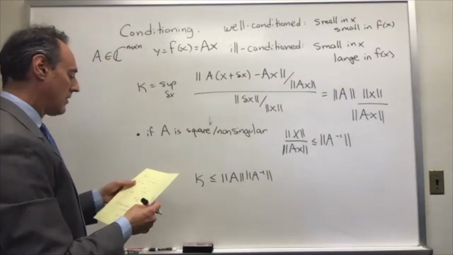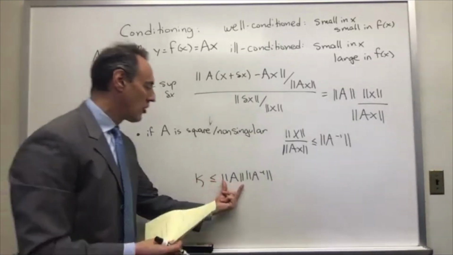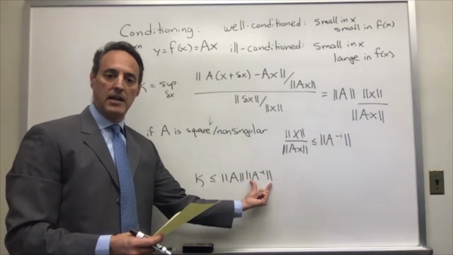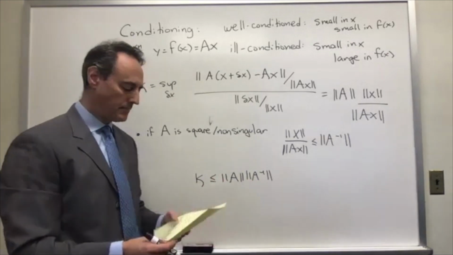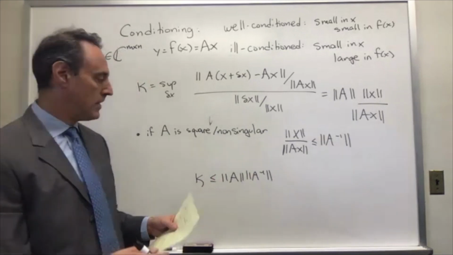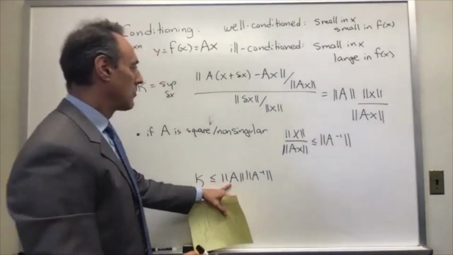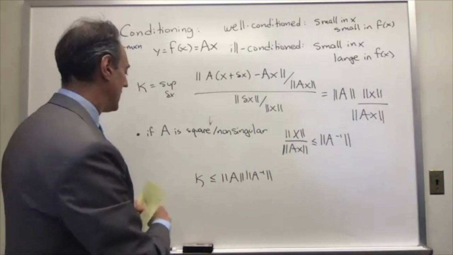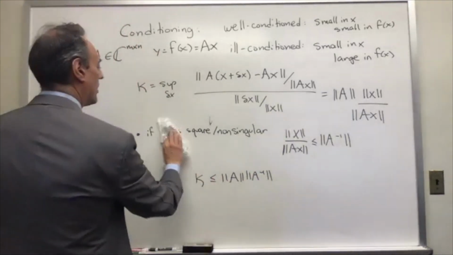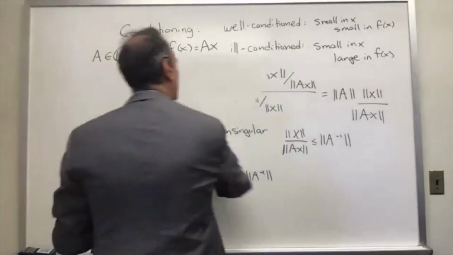So what we're going to do now is talk about what is the norm of a matrix A? What is the norm of a matrix A inverse? And remember, this is for a square matrix. So this is where we can relate this to the SVD. So here's what I'm going to do. I'm going to erase this, move this up, and so we can do some more computations here.